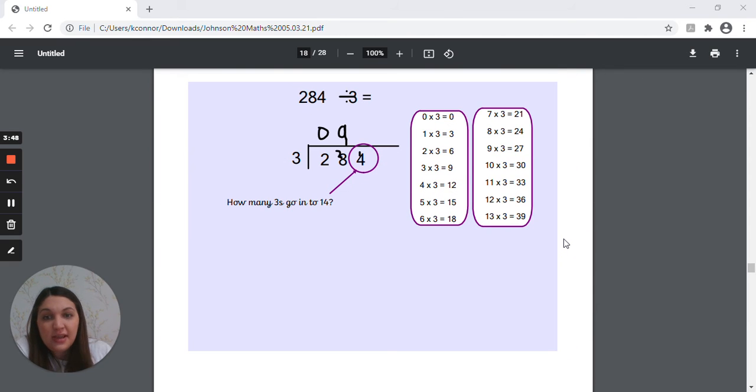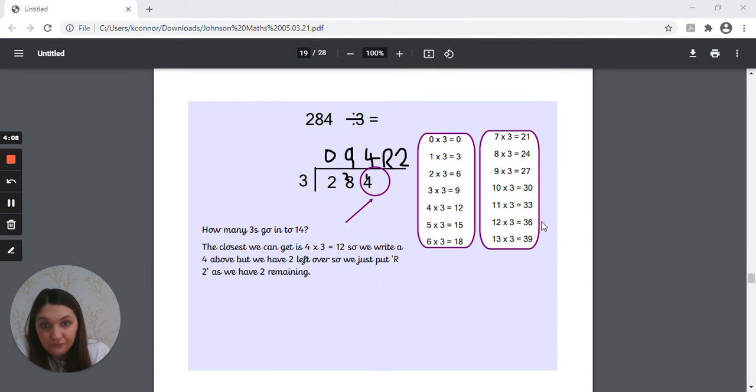And then finally, you'd think, okay, how many 3s go into 14, or how close can we get? So hopefully you can see here that that would be 4 times 3, which gives us 12. So we would put a 4 on top. And then you would think, okay, we've got to 12. We had to get to 14. How many are left over? How many remain? And hopefully you know that that's 2. So we would have 94 remainder 2.